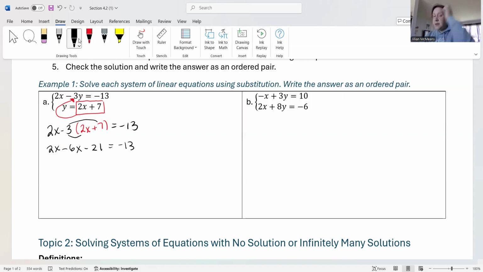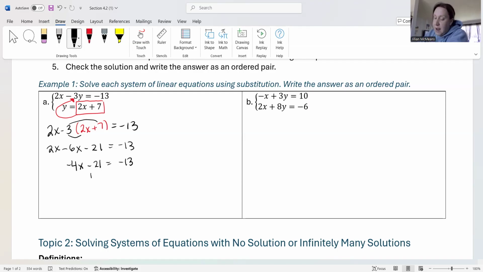So now we want to combine like terms. If I look over here on the left-hand side of this equation, I have 2x minus 6x. I can combine that. 2 minus 6 is -4. So that leaves me with -4x minus 21 equals -13. Okay? Now, my goal is to get the -4x alone. My issue now is that -21.